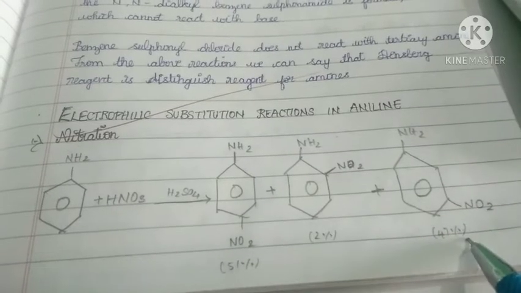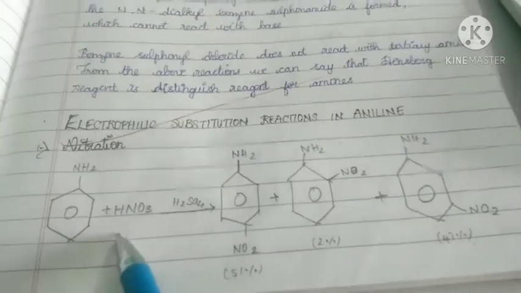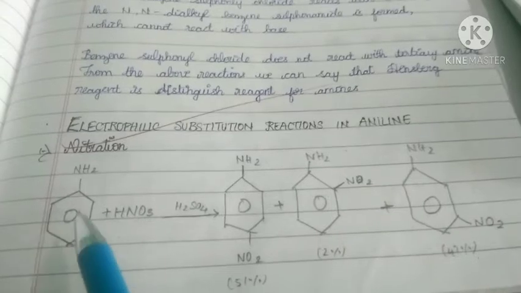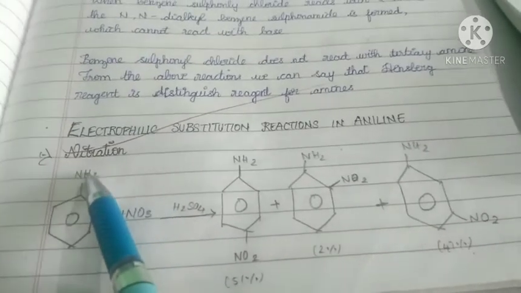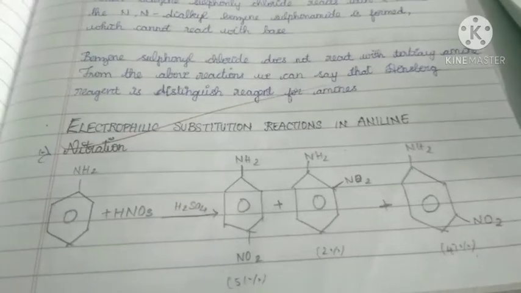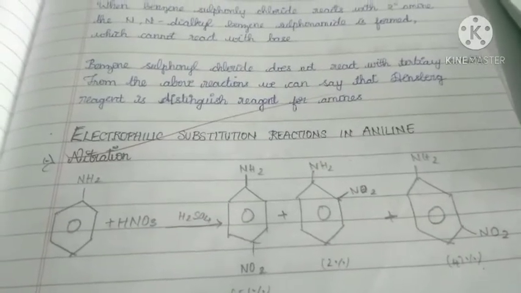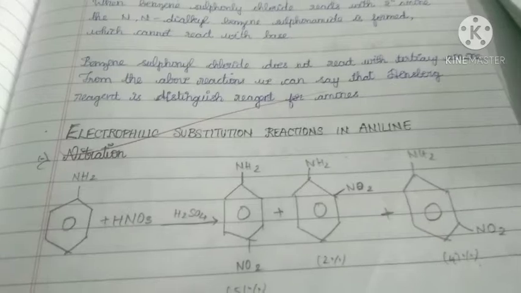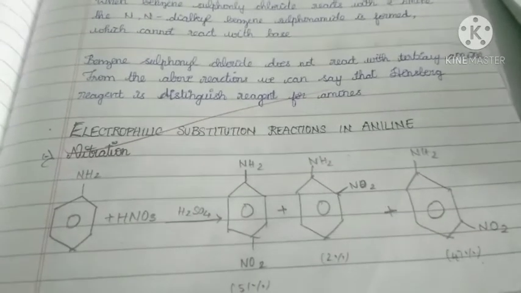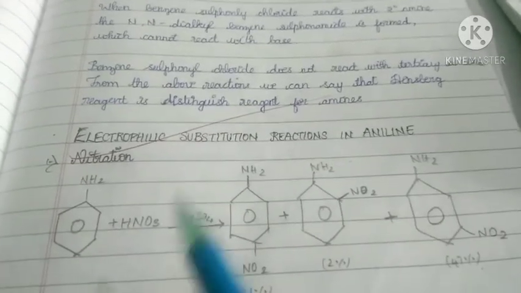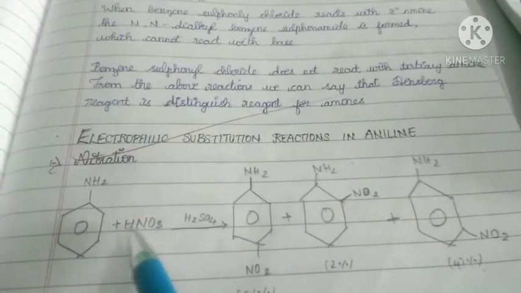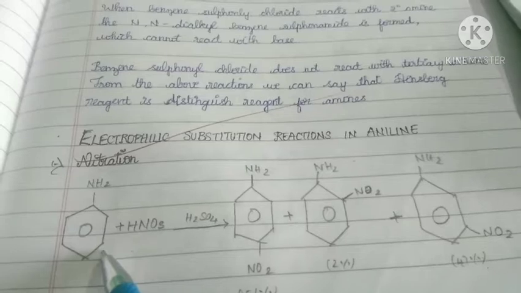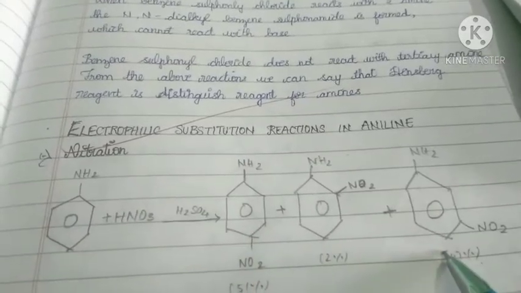Why do we get the meta product? Initially in this mechanism, NH3 plus will be formed. That means this H plus is going to react with this one, then NH3 plus will be formed. That NH3 plus acts as an electron withdrawing group. After that H plus will be removed after forming this product. Due to the presence of NH3 plus, the incoming electrophile attacks at the meta position. Because of that reason this will be formed.